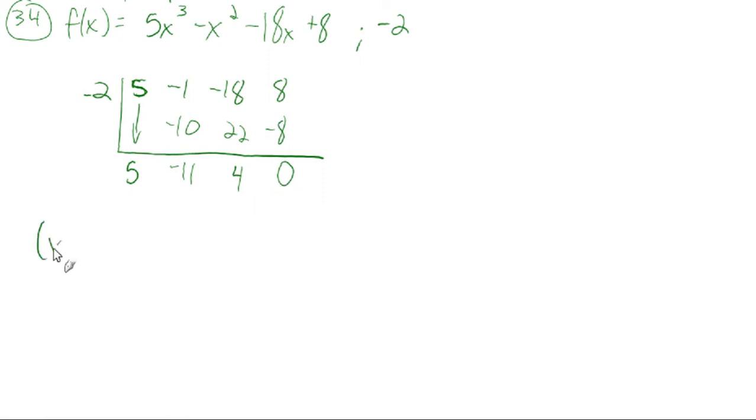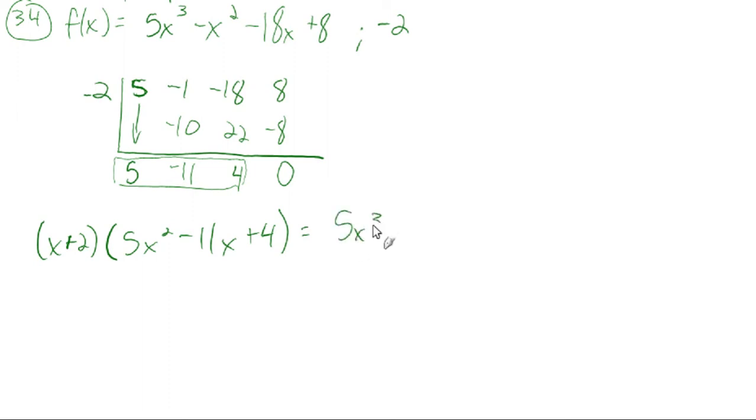And so now we can conclude that since negative 2 is what we used for the synthetic division, it came from a factor of x plus 2. If we multiply that by the result here, 5x squared minus 11x plus 4, that should be equal to the original polynomial, 5x to the third minus x squared minus 18x plus 8. Okay, so if we want to find the rest of the zeros of this polynomial, we do have a 0 of negative 2, that's a given. Let's find the zeros of this quadratic, and that'll be the remaining two zeros of this polynomial.